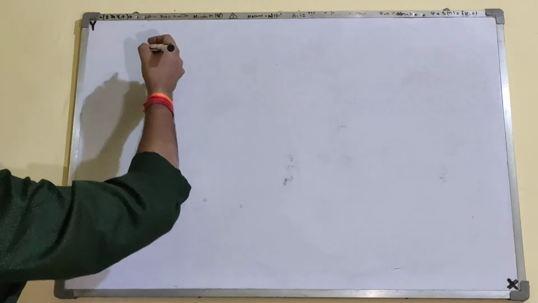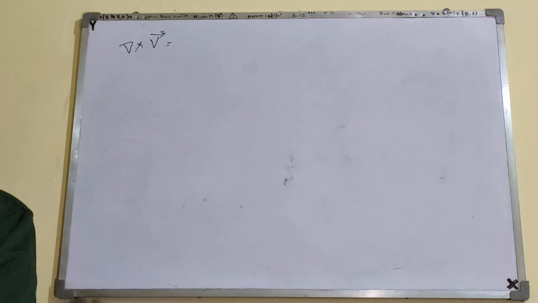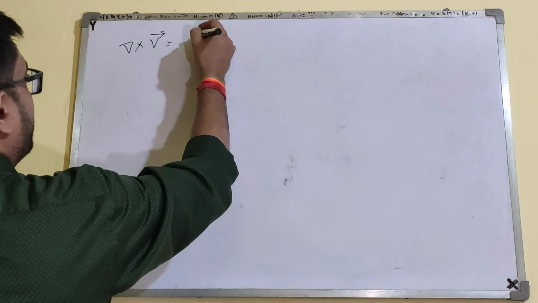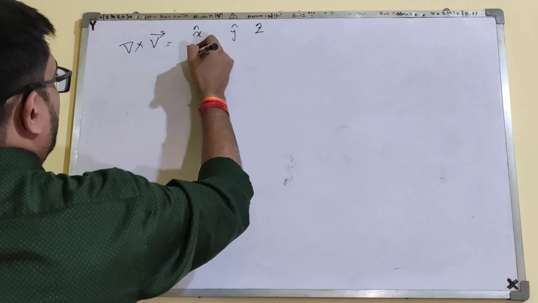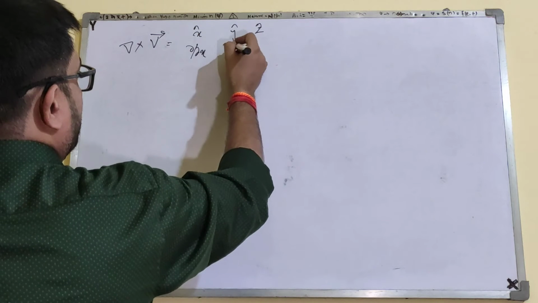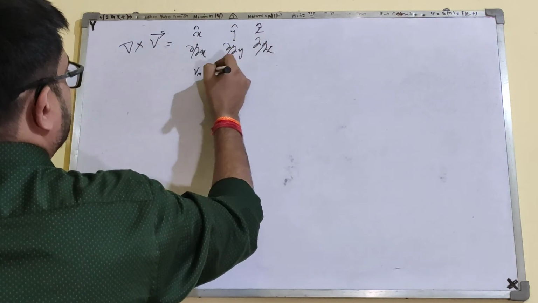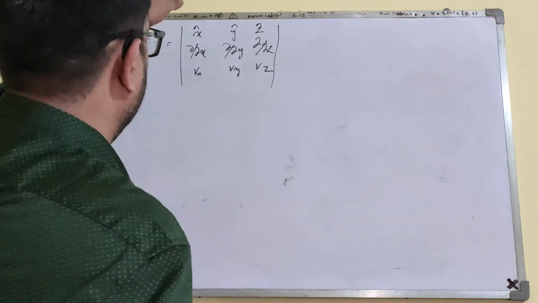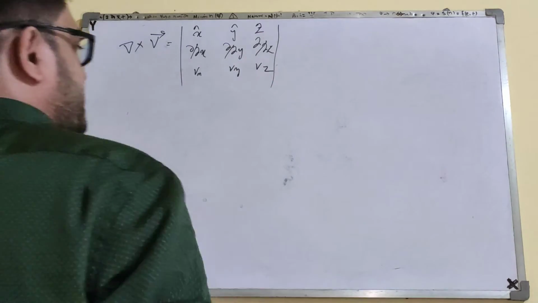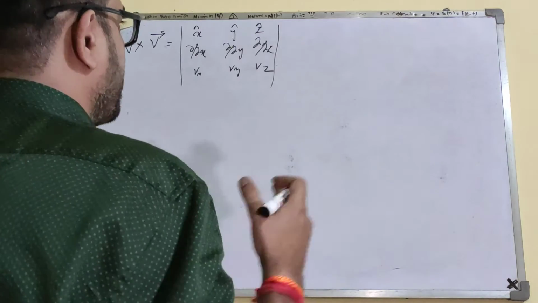Now again, for curl, let's say there is a vector field V and we want to find the curl. In determinant notation, we write it as x cap, y cap and z cap, then del by del x, del by del y, del by del z, and then vx, vy, vz. If we just understand what happens in the xy plane, we can generalize this to all three planes.